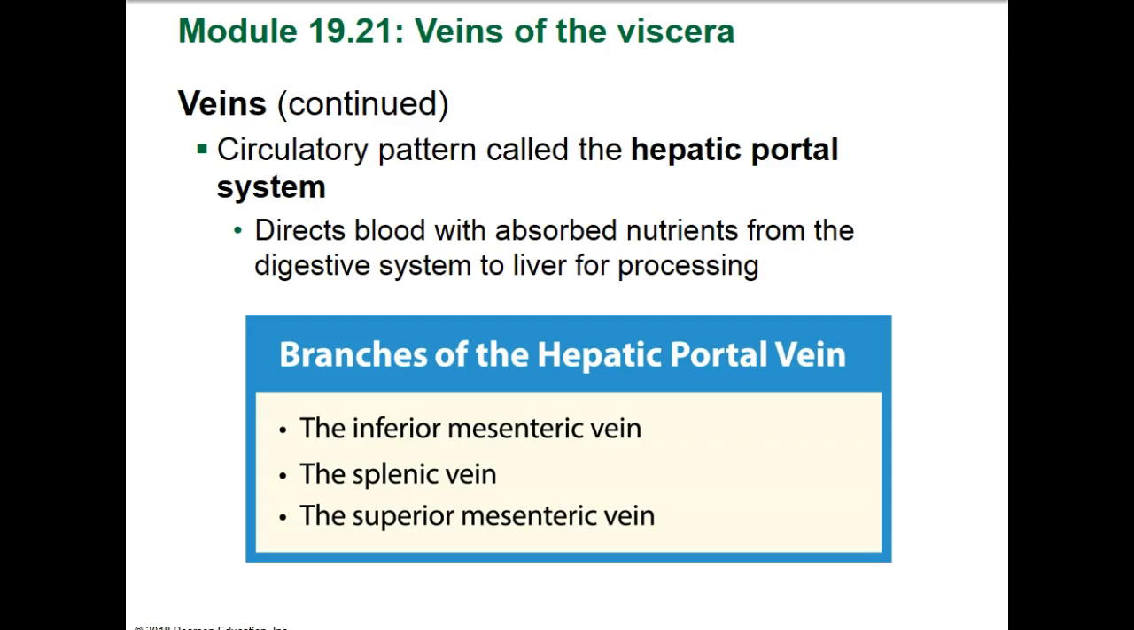And I think this is a less well-known fact of how nutrients are processed. Branches of the hepatic portal vein include the inferior mesenteric vein, the splenic vein, and the superior mesenteric vein.